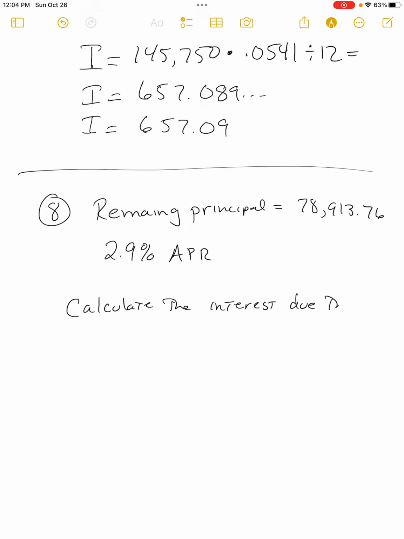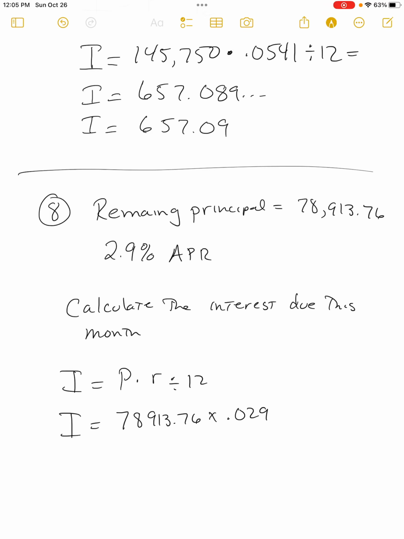Calculate the interest due this month as you make this payment. Well, interest is easy. It's the remaining principal times the rate divided by 12, right? Making that annual rate a monthly rate. Hey, what's my remaining principal? $78,913.76. What's my interest rate? 0.029, and then always divided by 12.